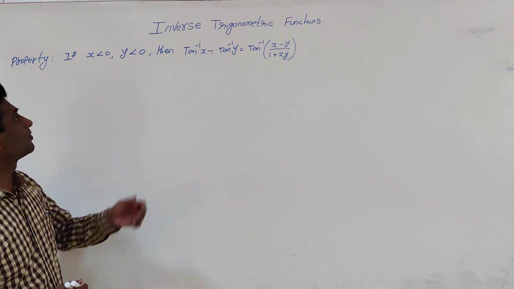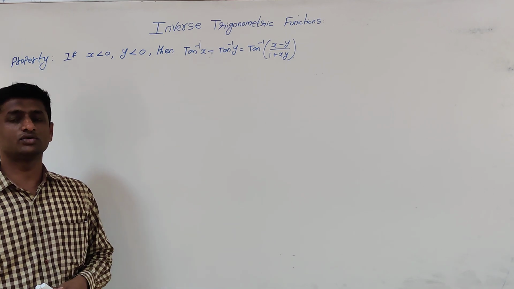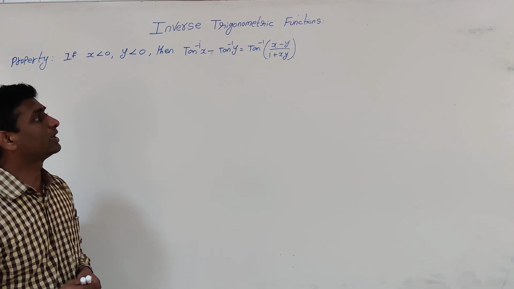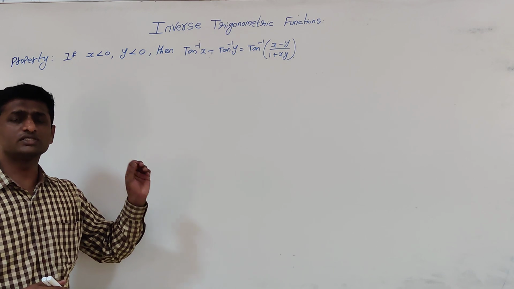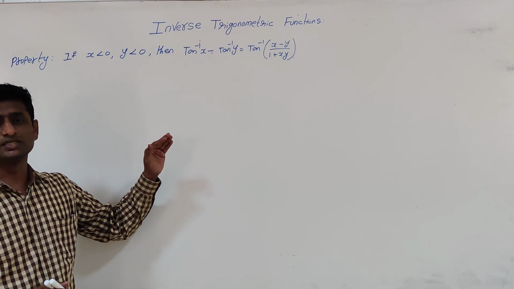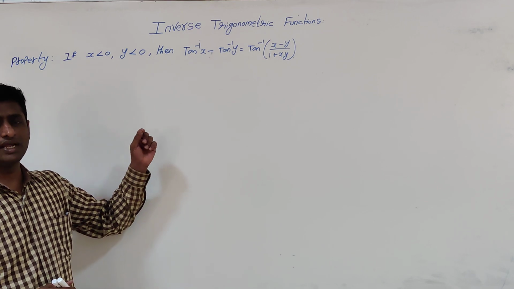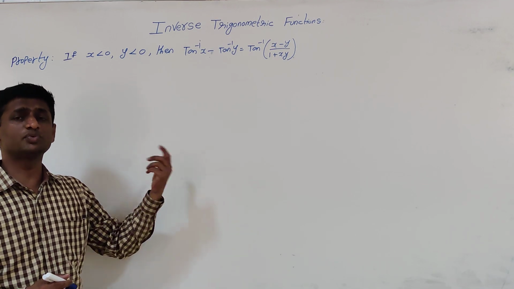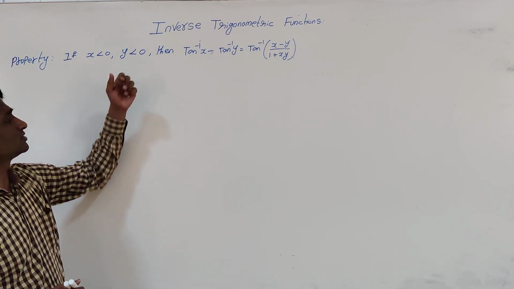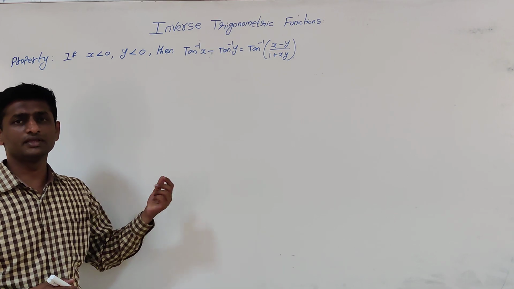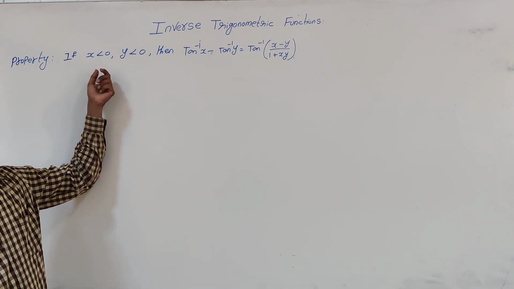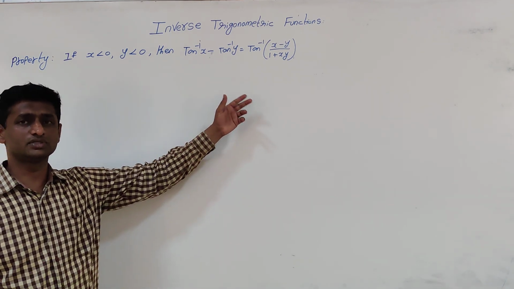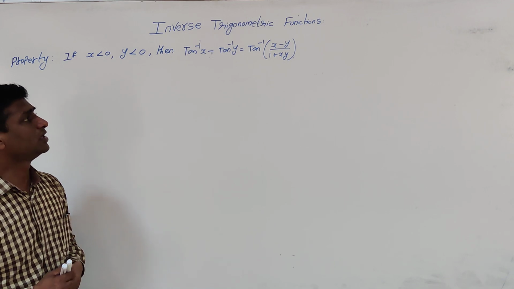So the another property is, if x is less than 0, y is less than 0, tan inverse of x minus tan inverse of y is equal to tan inverse of (x minus y) by (1 plus xy). The proof is very simple and it is similar to the previous property. So as it is a negative real number, assume that x is equal to minus a, where a is positive, and y is equal to minus b and b is positive, and apply the formula. So you will get tan inverse of minus a minus tan inverse of minus b. If you prove it, you will get the same result: tan inverse of (x minus y) by (1 plus xy).